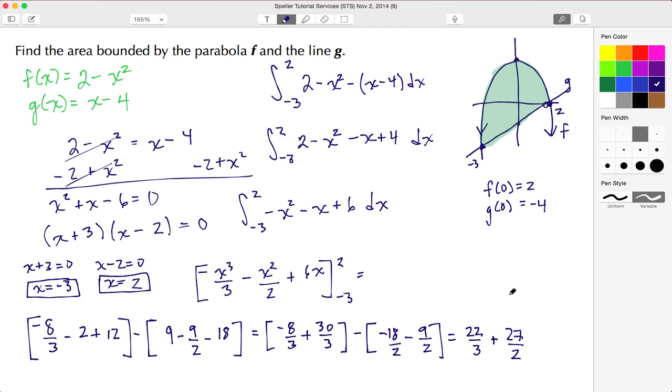And now let's get a common denominator of 6. For this to be 6, 3 times 2 gives me 6, so 22 times 2 gives me 44. And then over here, 3 times 2 gives me 6, so now I need to do 27 times 3. Well, that's 21, 6, and that's 81. So I have 81 over 6.